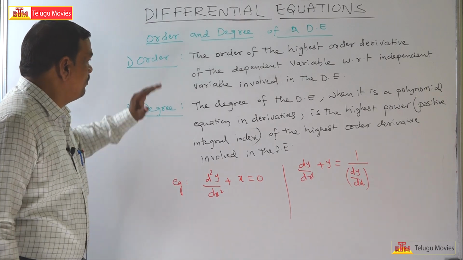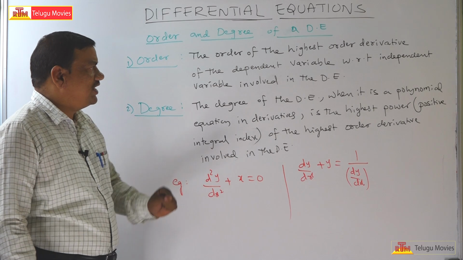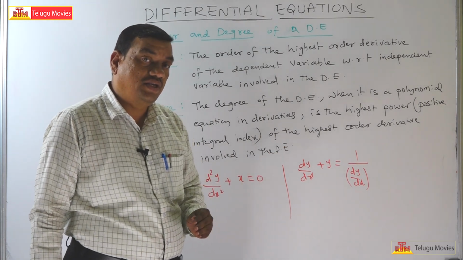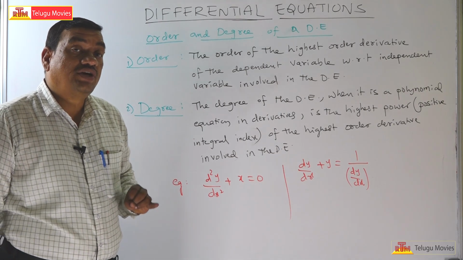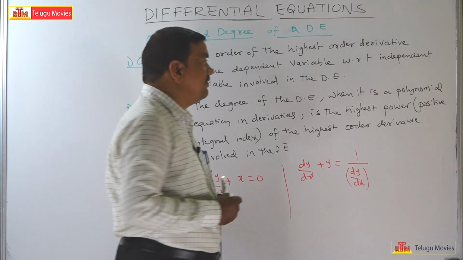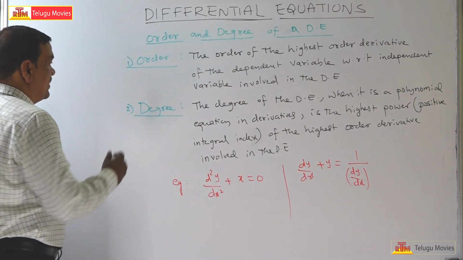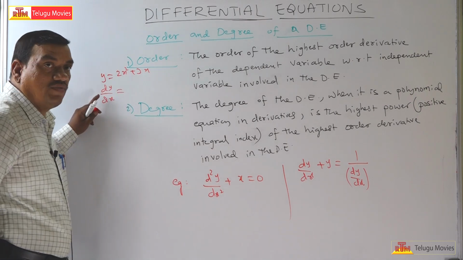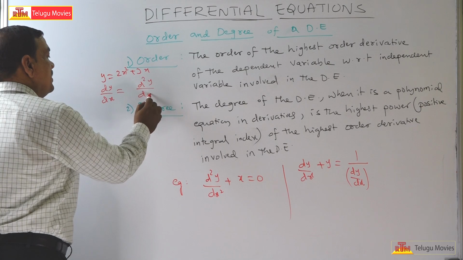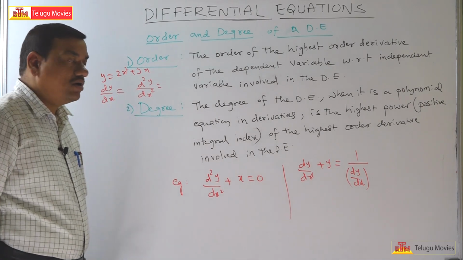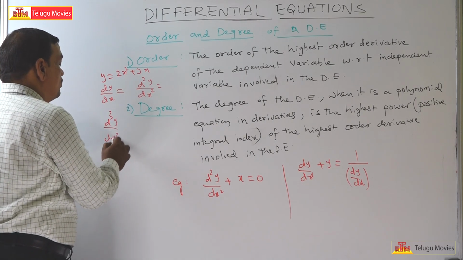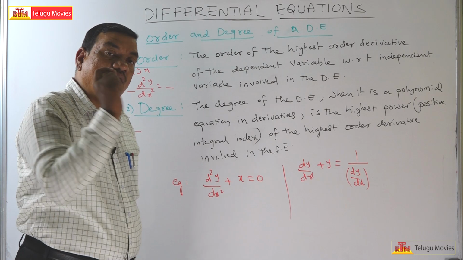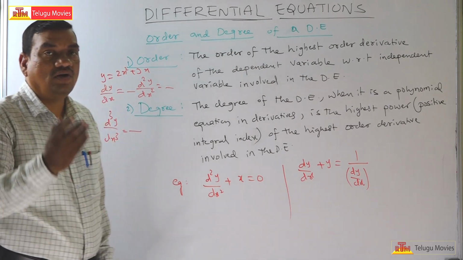Welcome to this topic, order and degree of the differential equation. Let us define what the order and degree are. In the lower classes, when you learned differentiation, we know what the first order derivative, second order derivative, third order derivative are. For example, if y is equal to 2x square plus 3x, finding dy by dx is called the first order derivative. Next, d square y by dx square is called the second order derivative. d cube y by dx cube is called the third order derivative. So the word order is already familiar to you from the first year of your 11th class.